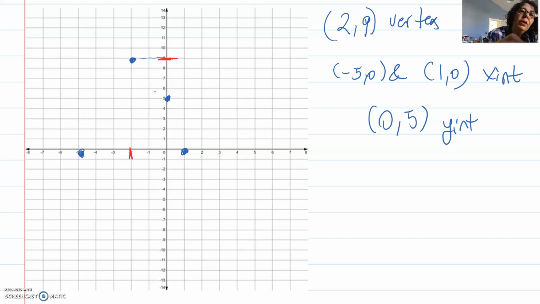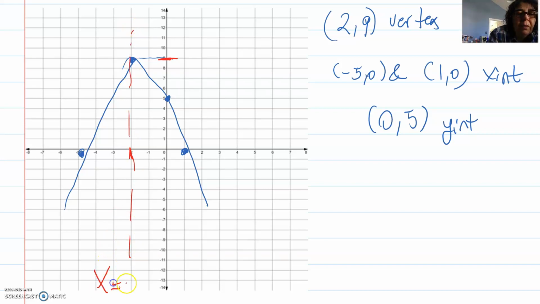So we want this function to be passing through these points. Probably it might be a good idea to show the axis of symmetry, right? It's at the h value, x equals negative 2. You don't have to, but that's it.